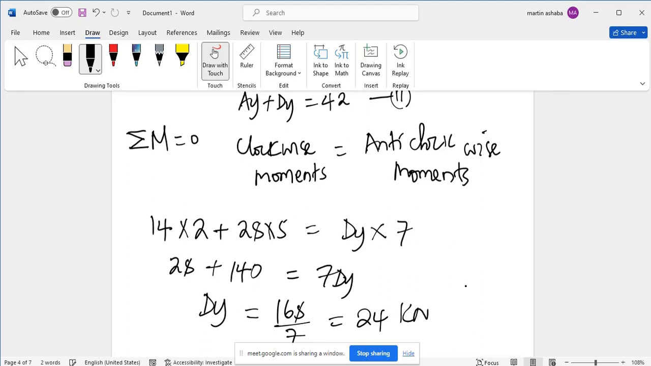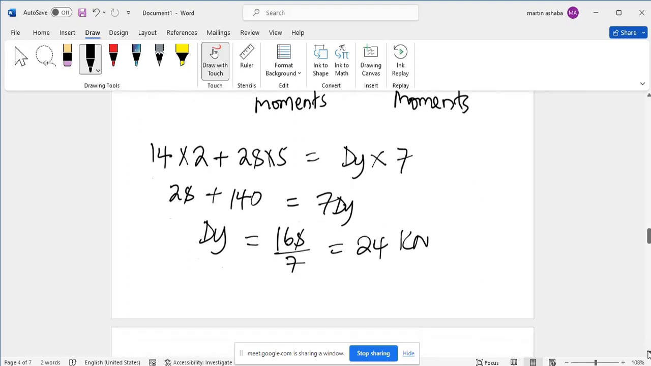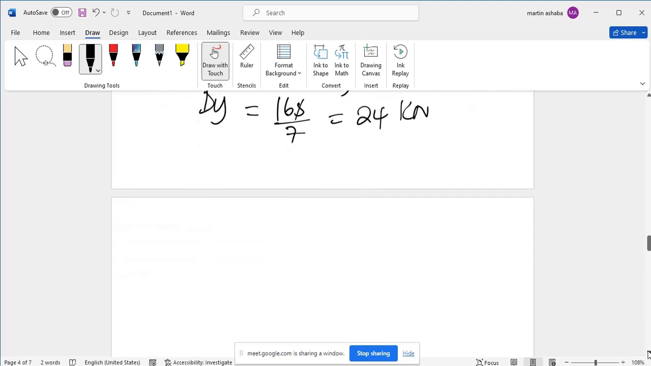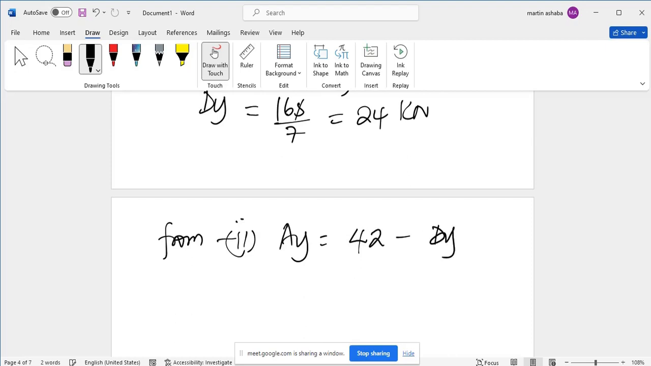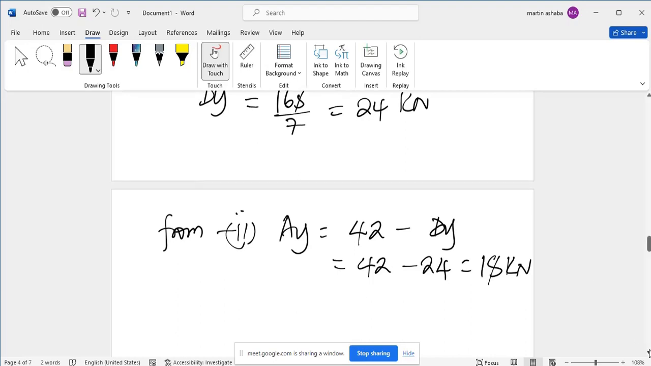Then I can use now the other equation, number 2. From 2, my ay is going to be 42 minus dy, which we have just calculated as 24. And what will that be? This is going to be 18. So you have, at the end of the day, calculated the reactions at the supports.